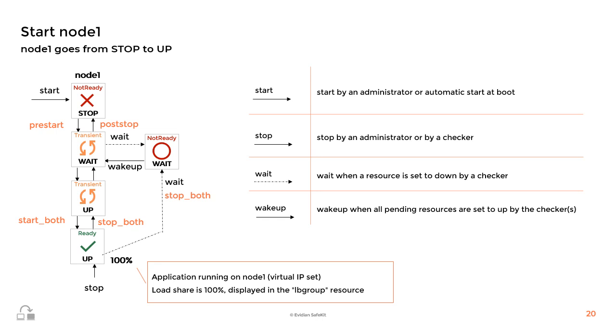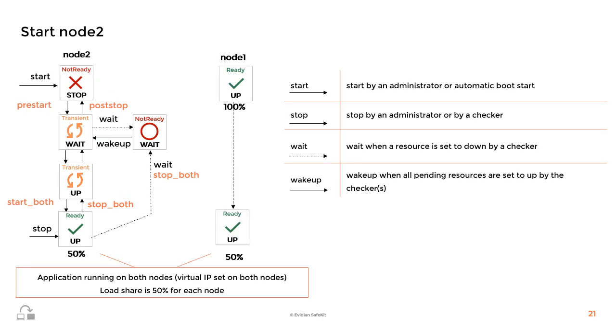Now let's consider the stop of the module by an administrator or a checker. In this case, it transitions from the up state to the stop state after executing the stop, both, and post-stop scripts. In this slide, we continue the presentation with the start of node 2.